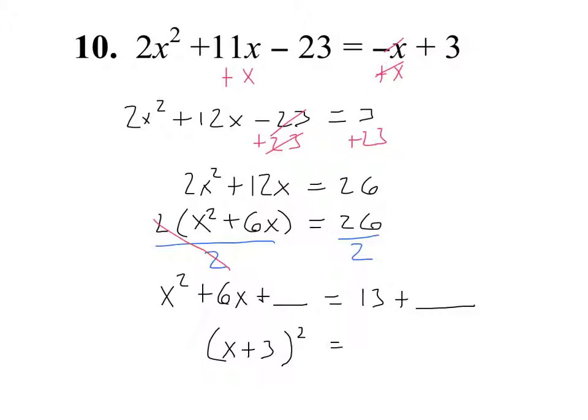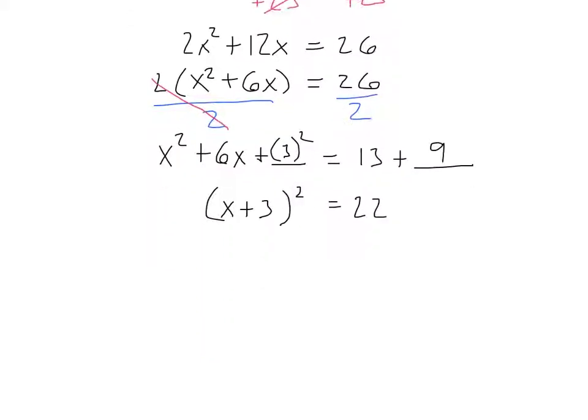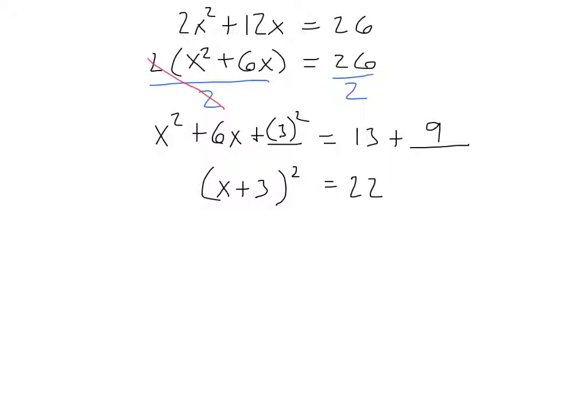So then how do we know what we're adding to both sides? You square the 3. You take 3 and you square it, which is 9. So we're adding 9 to both sides. So 13 plus 9? 22. All right, so we now want to take the square root of both sides.